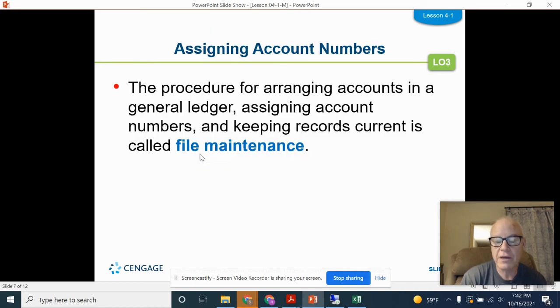Continuing on talking about the general ledger and accounts. The procedure for arranging accounts in a general ledger, assigning account numbers, and keeping records current is called file maintenance. What does that mean? File maintenance is extremely important because you want to have an organized, logical accounting system that can easily be picked up by not just the owner. Maybe the owner has somebody come in and do financial records for them. If you can keep it simple and well organized, it just makes your accounting system that much easier to manage in the long run, as opposed to things being somewhat random and disorganized.